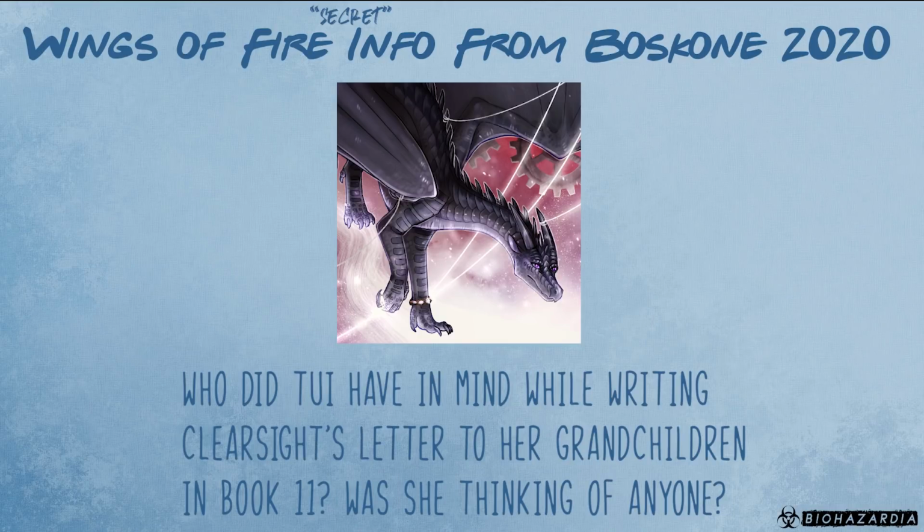One question that I asked was, who did you have in mind, or who were you imagining when you wrote ClearSight's letter to her grandchildren in book 11? This line in particular really stood out to me, and it really meant a lot to me. When ClearSight's letter says, "How funny it feels to know you so well when there are so many of you I'm never going to meet. I see you all the time, especially when I'm just on the edge of falling asleep."